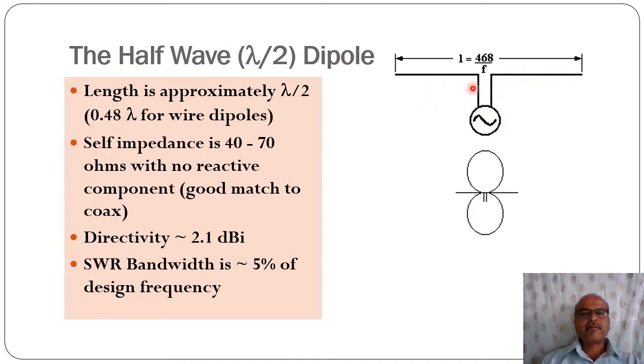In the second chapter we will take the mathematical treatment of this lambda by 2 dipole and other dipoles, that is, the infinitesimal dipole. We will take the mathematical analysis there.